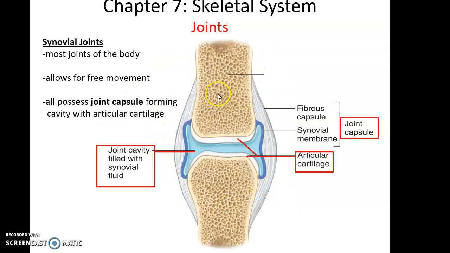And then we have synovial joints. Synovial joints are most of the joints of the body. They are the joints that allow for movement. So pretty much most of the things you think of as a joint is a synovial joint.